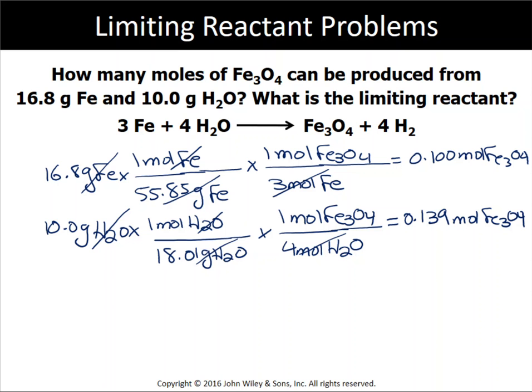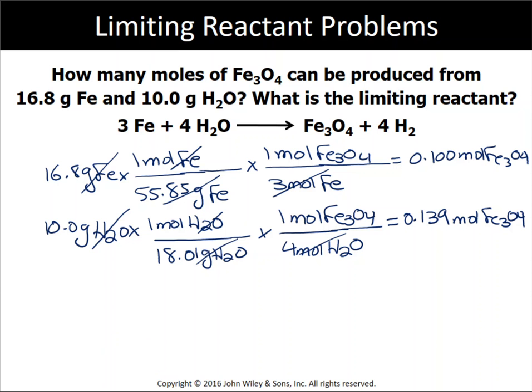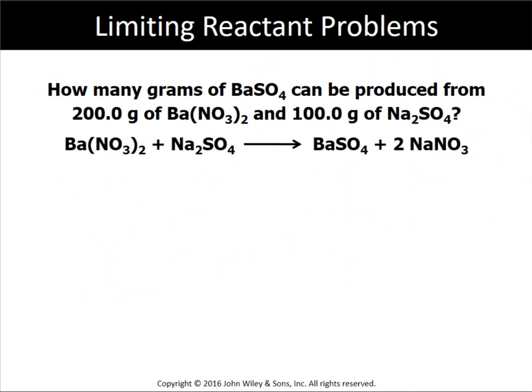So the reactant that gives you the fewest amount of product is going to be your limiting reactant. Therefore, based on this calculation, I know that iron is the limiting reactant. And since iron is the limiting reactant, it means that H2O is in excess. So the maximum amount of Fe3O4 that I would expect to get is 0.100 moles of Fe3O4.